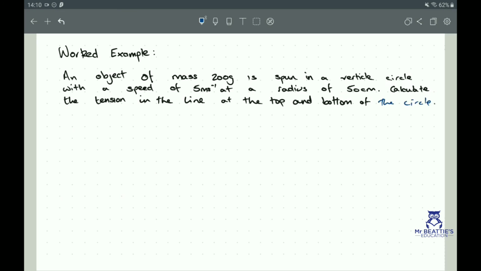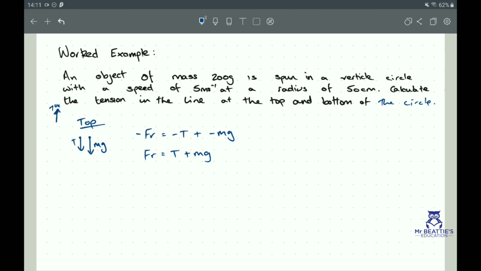Okay, and so first thing we're going to do is define our direction for our sign convention. I'm going to say up is positive. And so at the top of the circle, we're going to do top first. We are going to have the tension acting downwards and mg acting downwards. And so our resultant force, which will be acting downwards with minus FR, is going to be equal to minus T plus minus mg. And so FR is going to be equal to T plus mg.